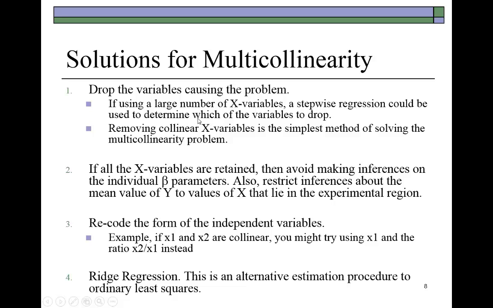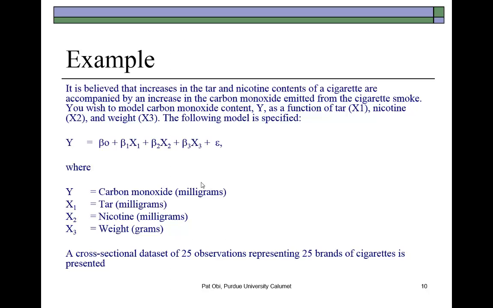You don't have to dispose of any variable, because as number 2 tells you, if all the x variables are retained because you really want them in the model to help explain the behavior of y, then you should avoid making inferences on the individual beta parameters. In other words, you don't have to say anything about what B1 represents or what B2 represents. For example, B1 is a measure of how changes in tar would affect y, holding x2 and x3 constant. You can't say that, and you don't have to say that, by the way.